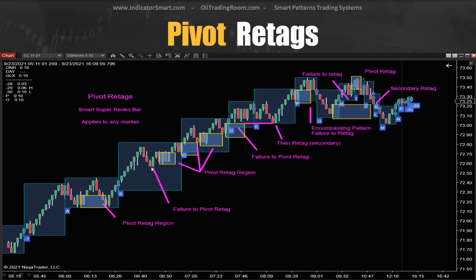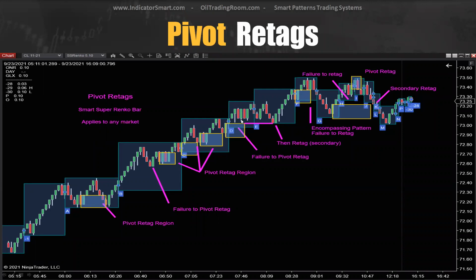And then it makes a dip right here, but it doesn't pivot retag. And then we get this right here. And when you get this pattern, it comes back and retags that initial area, and then it trades higher yet again, making a new high right there. And then this comes back down and it doubles and touches that area and trades away from it. And then this comes and touches that area and trades away from it. And then this comes and touches that area and trades away from it.